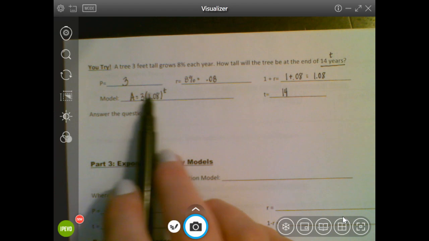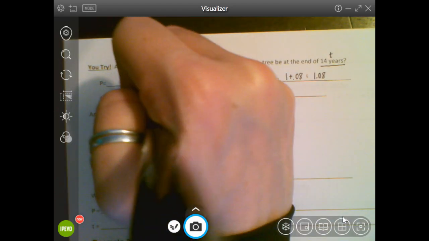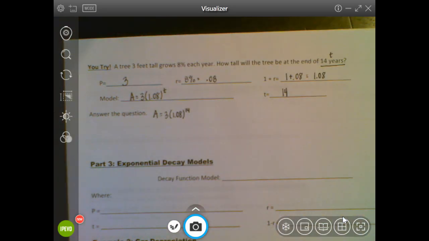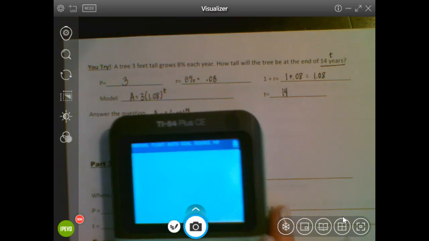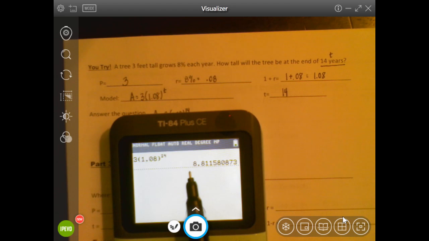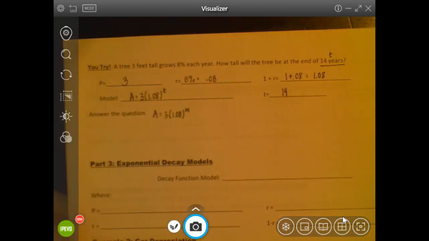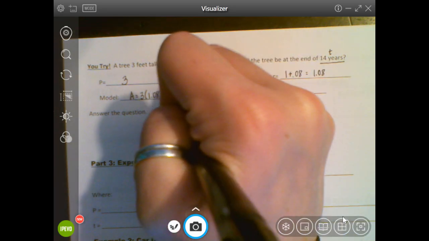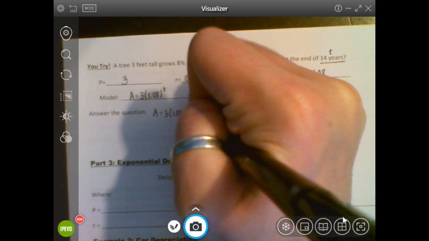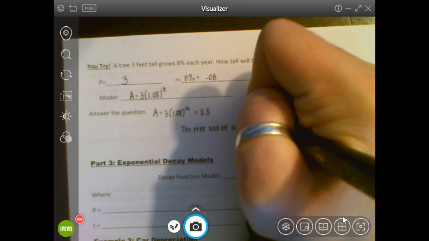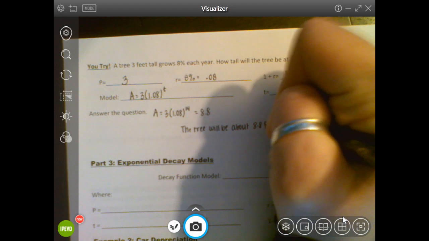So now that I have my model, I can answer the question. So A is going to be equal to 3 times 1.08 raised to the 14 power. I'll go ahead and use my calculator. So it looks like it's about 8.8 feet. So the tree will be about 8.8 feet tall after 14 years.